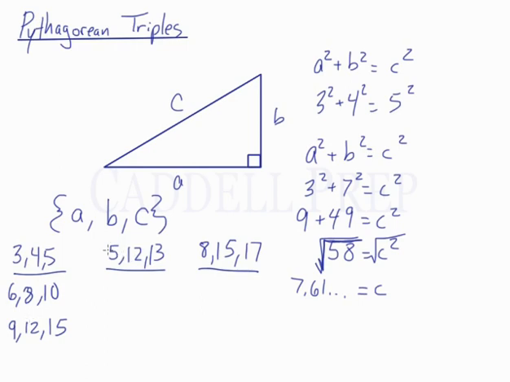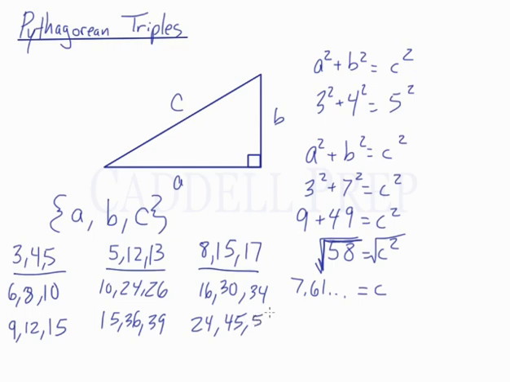Same thing for 5, 12, 13. We could double this. We'll get 10, 24, 26. Multiply it by 3, 15, 36, 39. Another triple. And then we could double this one. We'll get 16, 30, 34. We could triple it. We'll have 24, 45, 51. So these are the more common ones that we're going to see.